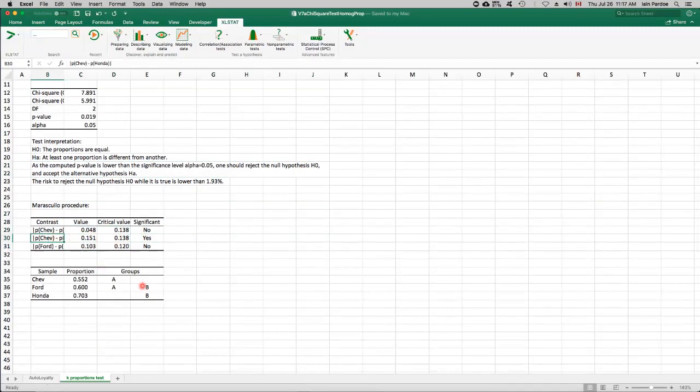And another nice way of presenting this result is we could group the cars. Put the Chevrolet and the Ford together because they're not significantly different. And then put the Ford and the Honda together because they're not significantly different. So the only significant difference is between the Honda and the Chevrolet because they're not combined in a group together.